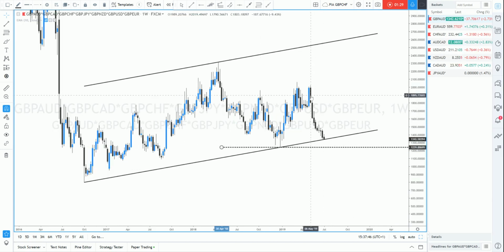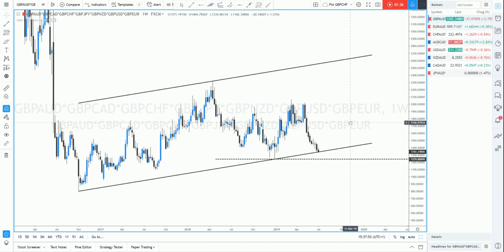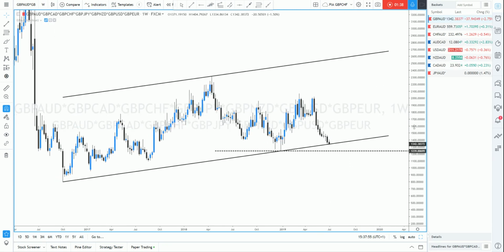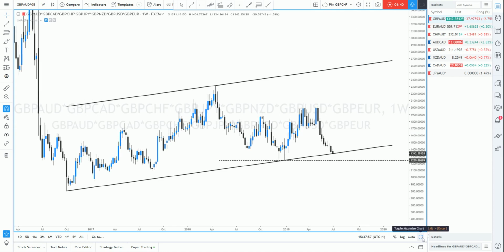And of course, if you look at this as well, we've got 1, 2, 3, 4, 5, 6, 7, 8, 9 consecutive weeks of sterling losses. So there is potential there for that to be oversold and for some speculative buying to emerge at some stage.